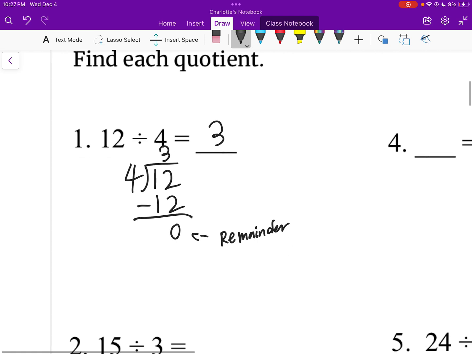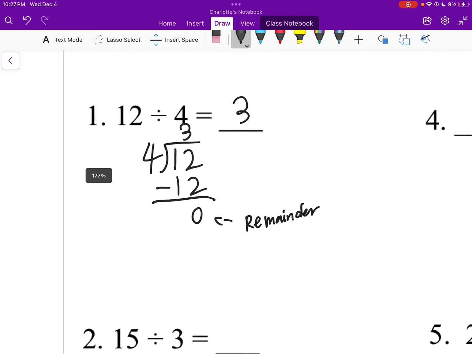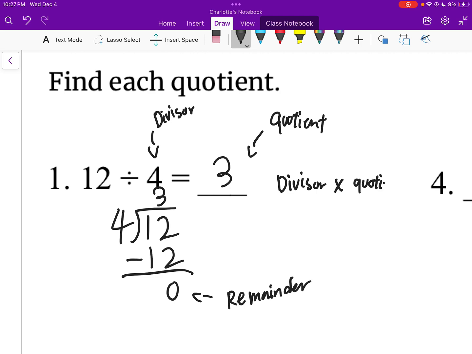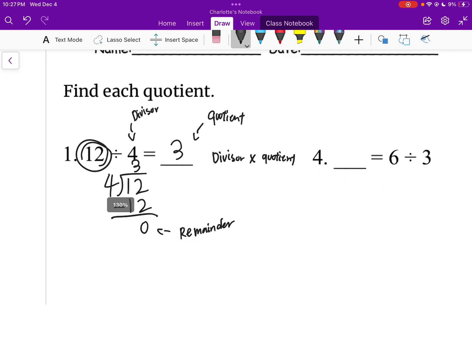And you can always check the answer by multiplying again. So you can do it like this: divisor, as you might already know, and this is the quotient. So you can always do divisor times quotient to check your answer. If you get the same answer as the first number, then you're good.